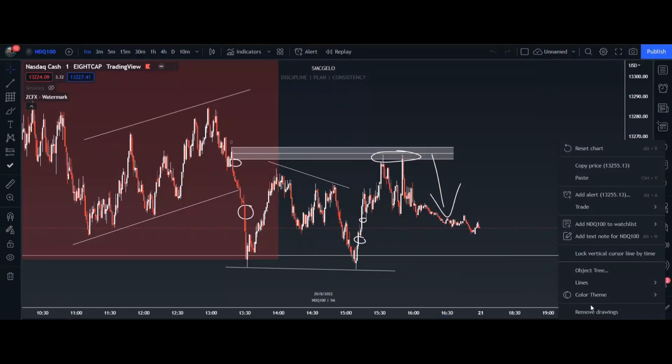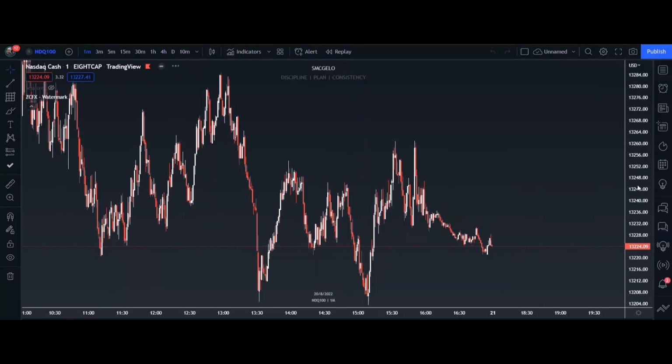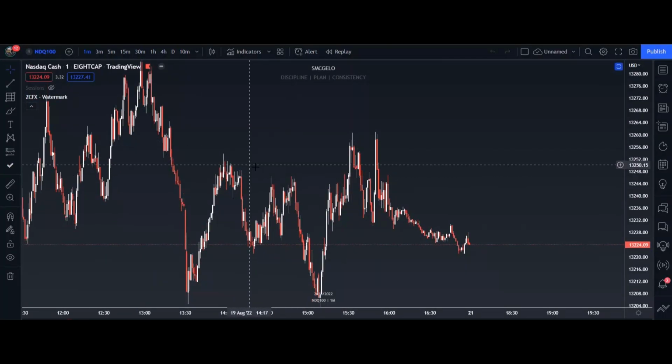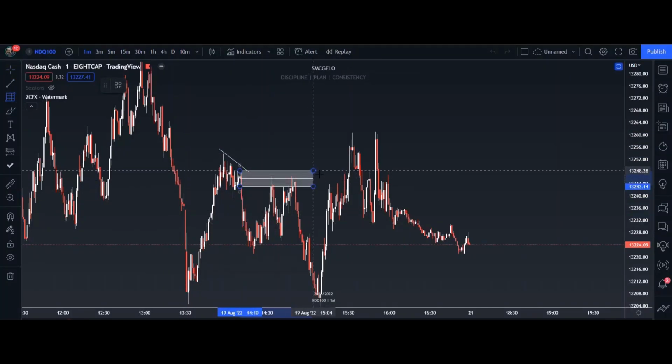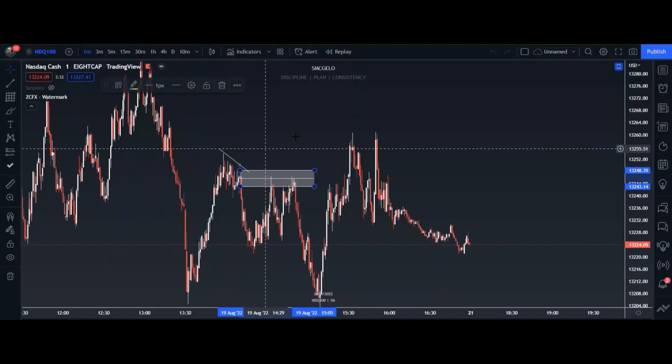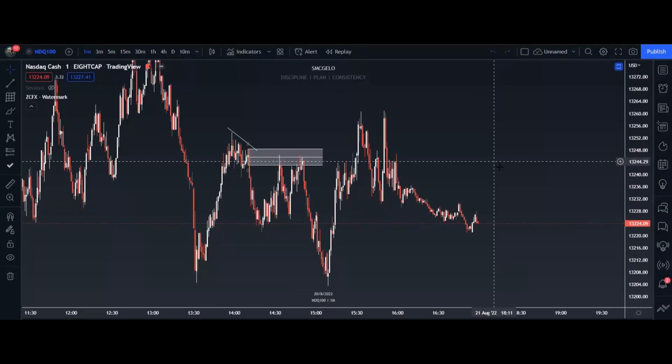Now I'm seeing one more if you guys want me to do this. Personally, I wouldn't take this. Why? Because there is major liquidity sitting right here. But if you would have taken this, it would have worked out anyways in your favor. I wouldn't have taken this though.